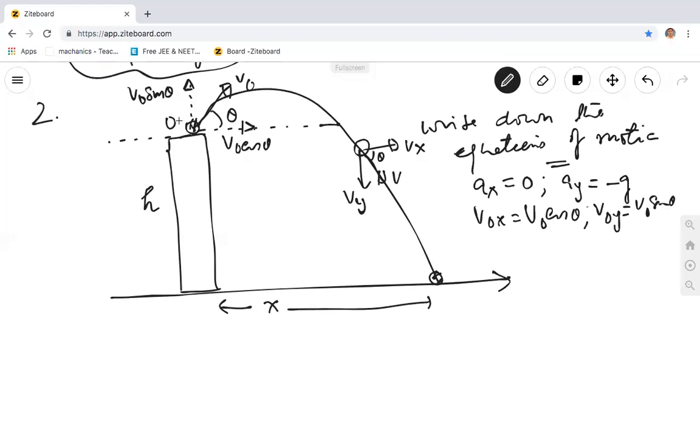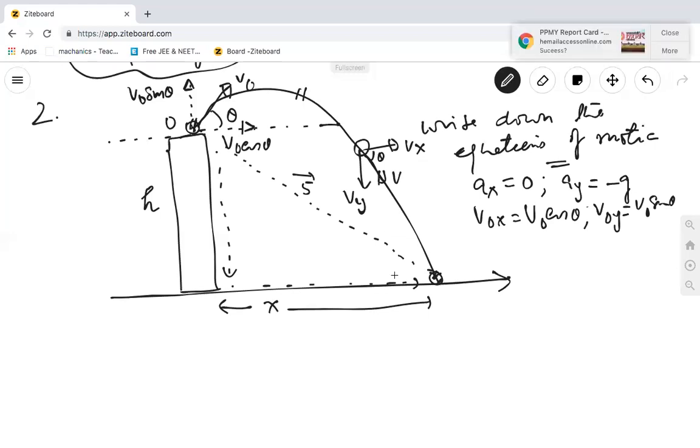Let's see. When a particle falls from here to here, what's the displacement? We will join the points. This is the displacement. What is the x component of the displacement? X. And what is the y component? Minus h. So don't bother about the path. Bother about the displacement. You already have the displacement equations, the vertical part and the horizontal part. The equation for this displacement will have two components, this and this.